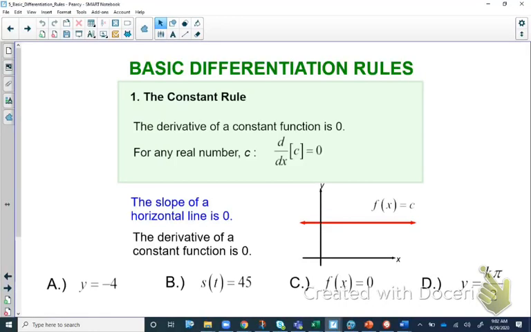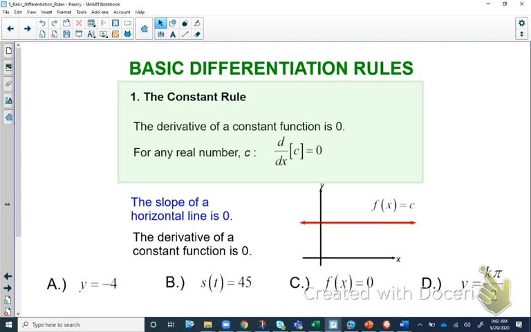Hey everybody, Mr. Piercy here, and we're going to be looking at some basic differentiation rules. This is where we're going to step away from what we've been doing with the limit definition of the derivative and the alternate form of the derivative, and actually get into some derivative rules. This is the fifth section in our Unit 2 material, and we're starting it off pretty basic.